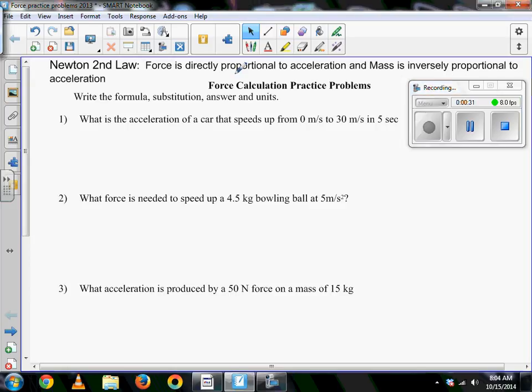If you're directly proportional, that means that your computer stops working. No, it doesn't.